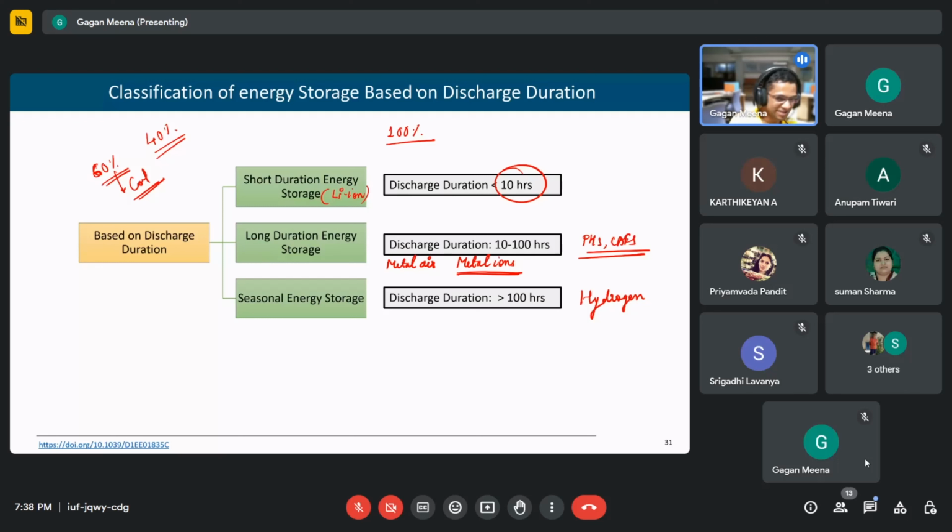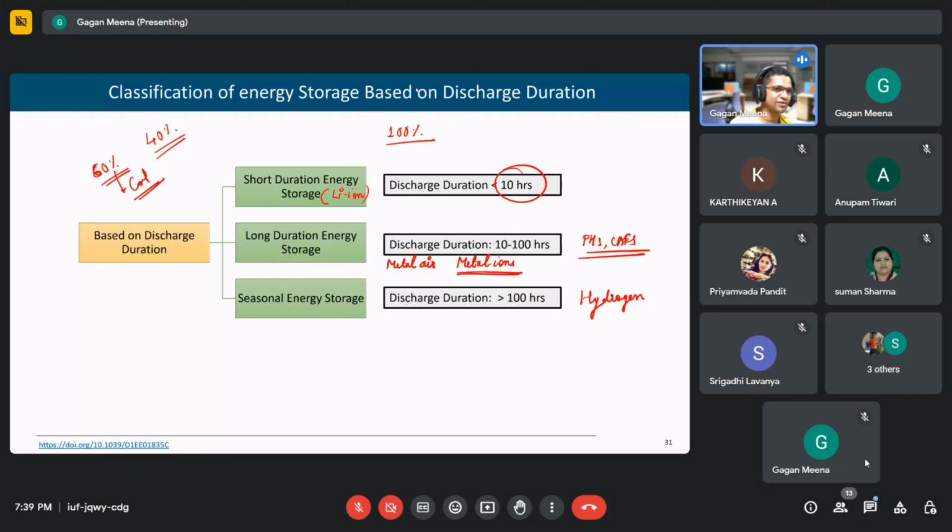So these seasonal energy storages are not required now, but after 30-40 years, when the grid will be entirely renewable based, then we will certainly require seasonal energy storage, which can provide more than 100 hours of discharge duration. So you're correct. Right now we don't need them. Even 2 or 4 hour battery storage is sufficient.